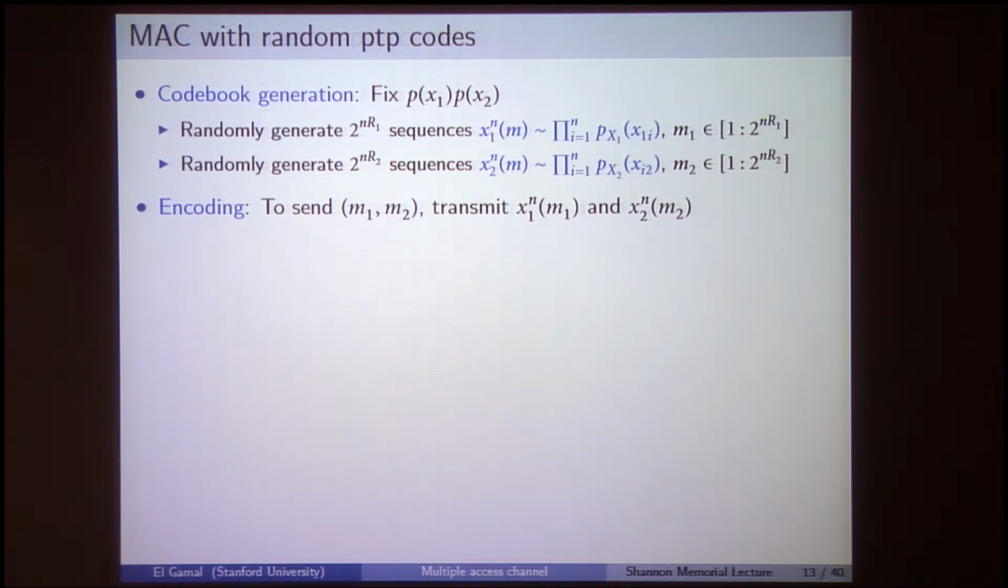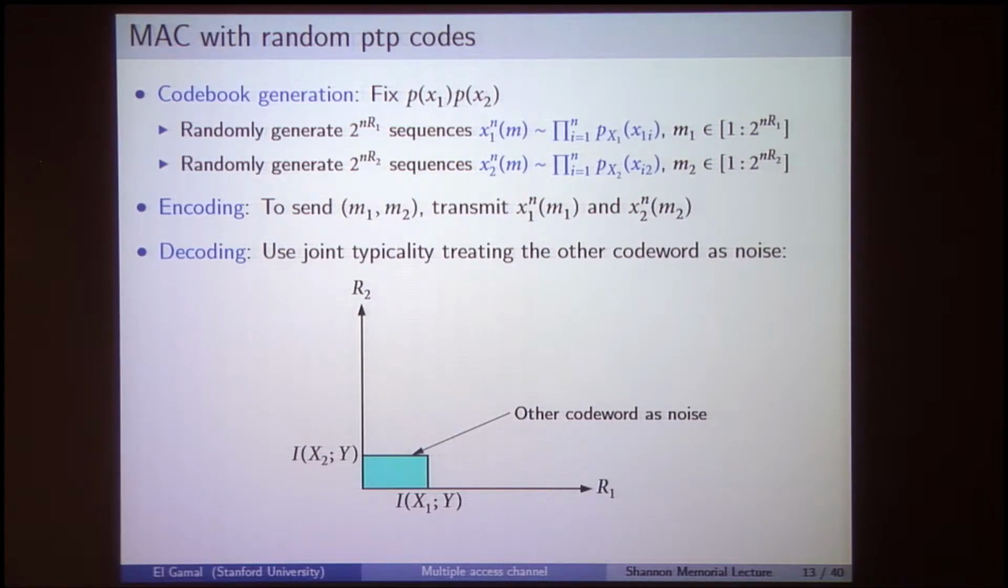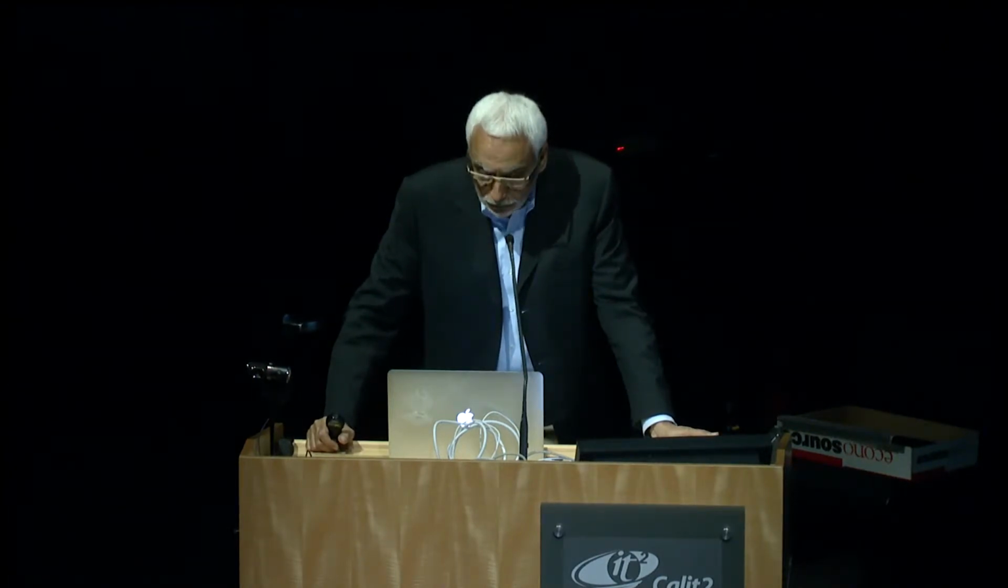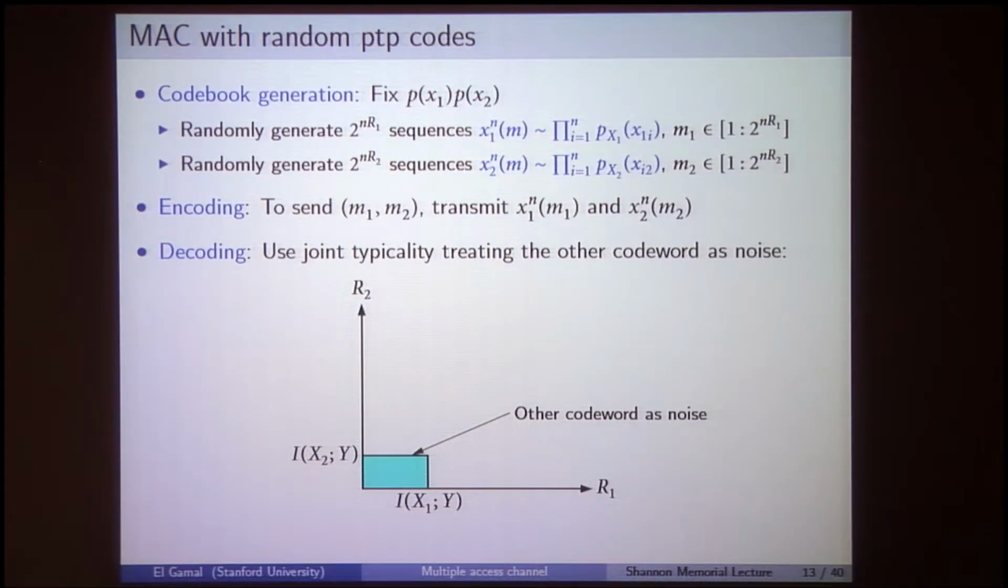Okay, now let's see how well these do. Decoding. So now the first thing we're going to do is to use the same joint typicality decoder while treating the other code word as noise. So I'm going to decode message 1 from y^n, and then decode message 2 from y^n, let's say using joint typicality. What can I achieve? I can achieve this point here, which is I(X1;Y) and I(X2;Y). Achieve, of course, any point in this rectangular area. Can we do better?